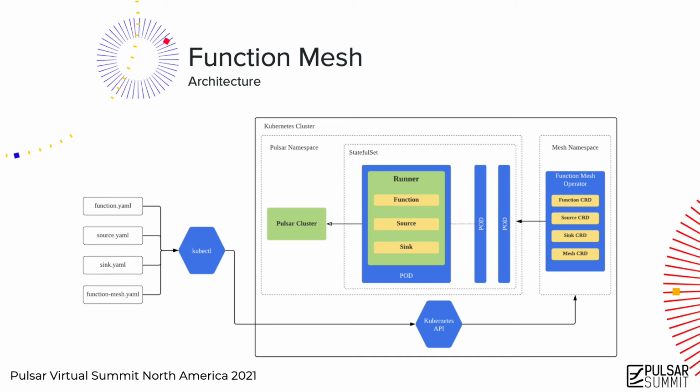The controller of Function Mesh receives the submitted CRD from the API server. Then the controller processes the CRD and generates the corresponding Kubernetes resources. For instance, when the controller processes the function CRD, it creates a StatefulSet to run the function. Each pod of this function StatefulSet launches a runner to invoke the function logic. So you can see here the pod has a runner for the function, source, or sink.